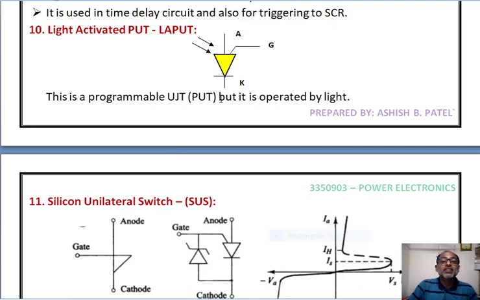Next, light activated programmable UJT, LAPUT. This is the symbol of the light activated PUT. It is a programmable UJT, but it is operated by light. That means when light falls on this device, it will turn on. So that's why it is called light activated PUT.